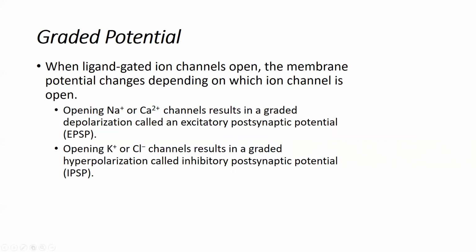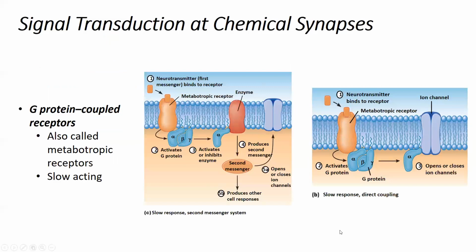And to make that make a little bit more sense, let's go back to this image. So let's say this channel here was a sodium channel. We have a neurotransmitter binding to this metabotropic receptor. We have the alpha subunit changing its shape. It's going to dissociate off. It's going to bind to this channel. That will open up this channel. If this was a sodium channel, what would happen? Sodium would do what?